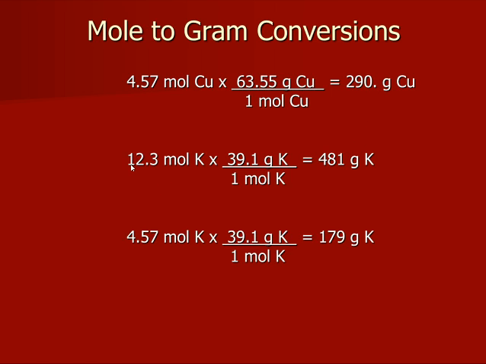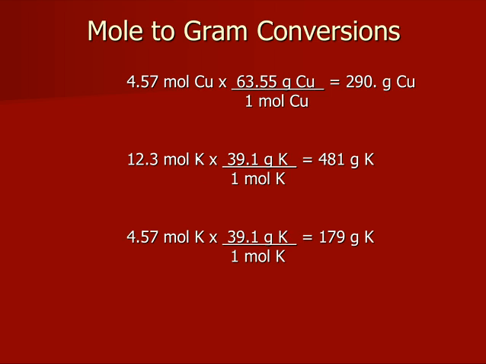Second example, I have 12.3 moles of potassium. I'm going to set up in the exact same way. For my conversion factor, I'm going to use molar mass, moles being on the bottom because those need to cancel, grams being on the numerator, so that can be the unit I have at the end. Moles will cancel. The math tells me that I need to multiply 12.3 by 39.1 to result in 481.